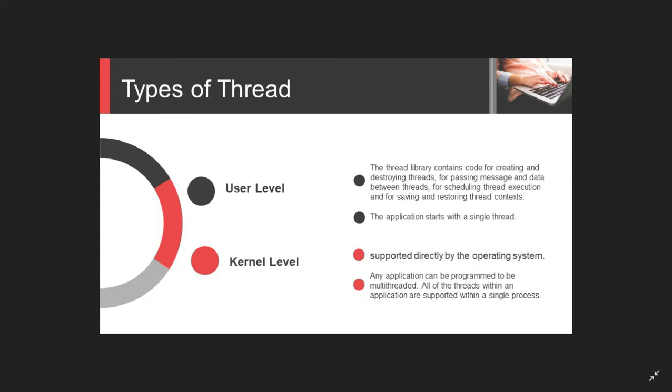So there are two types of thread. First one is the user level. In user level, the thread library contains code for creating and destroying threads, for passing message and data between threads, for scheduling thread execution, and for saving and restoring thread context. The application starts with a single thread. And in kernel level, threads are supported directly by the operating system. Any application can be programmed to be multi-threaded. All of the threads within an application are supported within a single process.